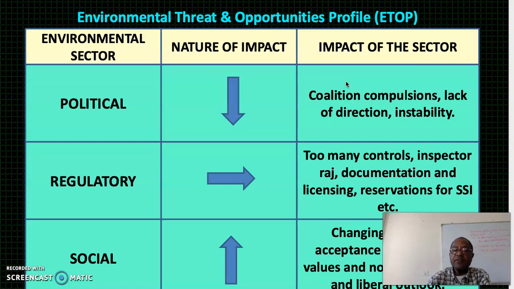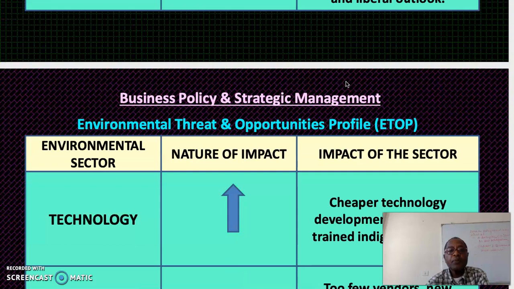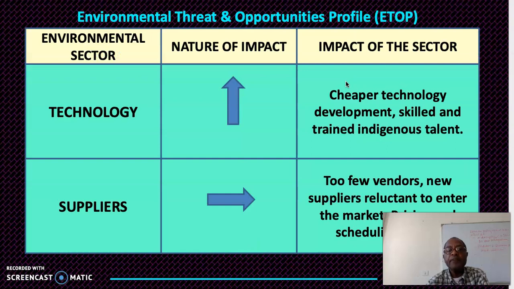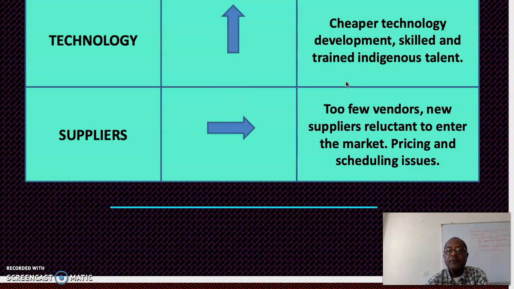So in the environmental threats and opportunity profile, this is another aspect. You have got technology and suppliers, and the impact on the sector: cheaper technology development, skilled and trained indigenous talent, too few vendors and too few suppliers relevant to enter the market, pricing and scheduling issues.